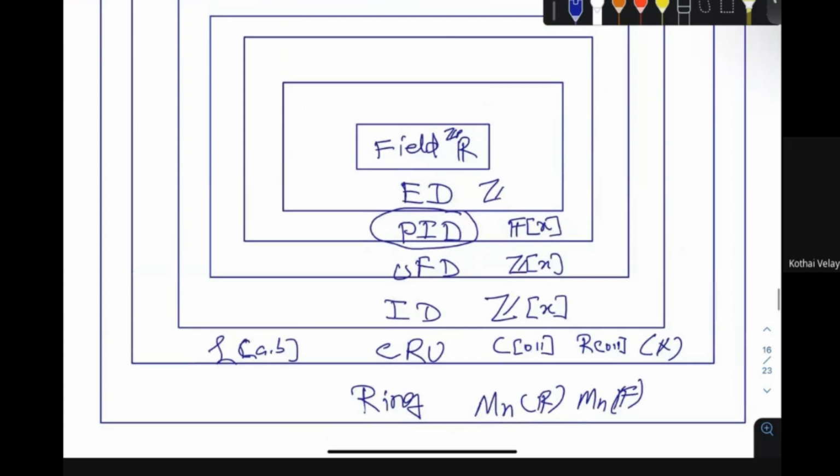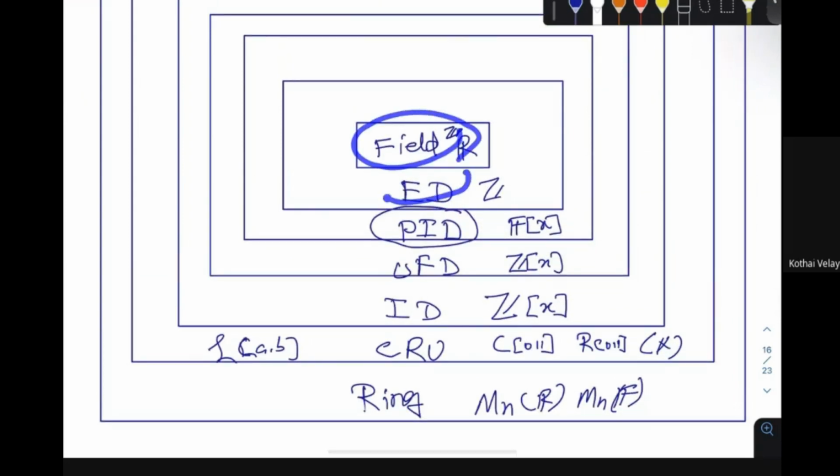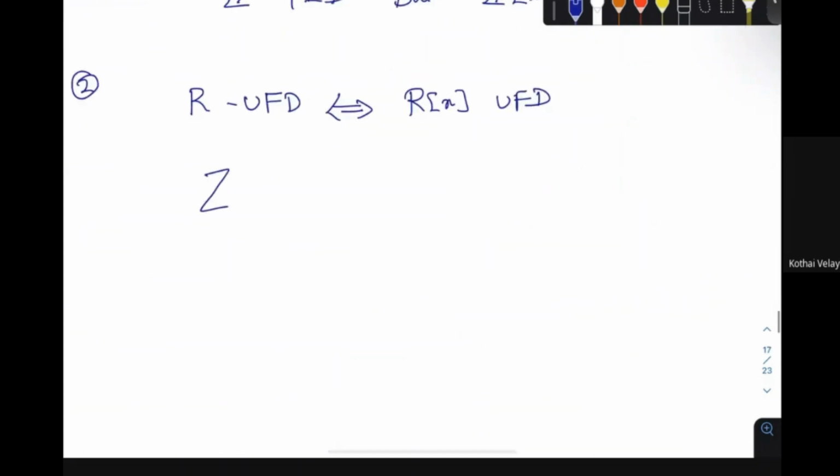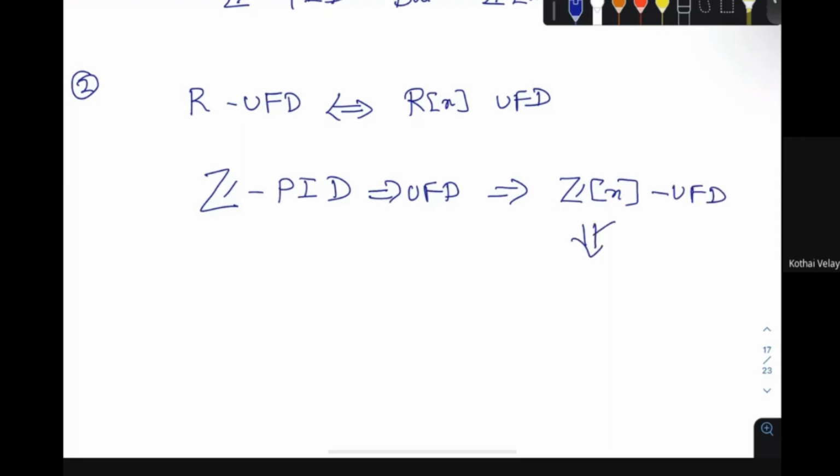So just focus on this. Every field is an ED. Every ED is actually a PID. Every PID is actually a UFD. Every UFD also is an integral domain. But what about the converse? Is every integral domain actually a UFD? No. There are integral domains that are not unique factorization domains. There are unique factorization domains which are not PIDs. The example is this. Z is a PID. That implies UFD. Every PID is a UFD. That implies Z[x] is a UFD. But it does not imply Z[x] is a PID.